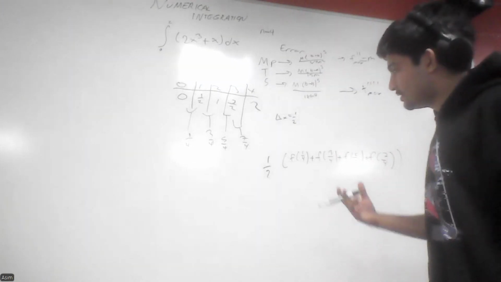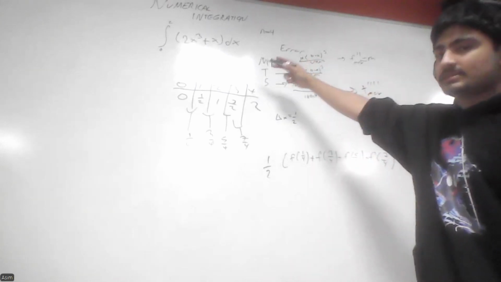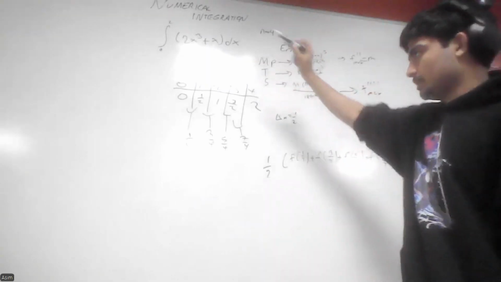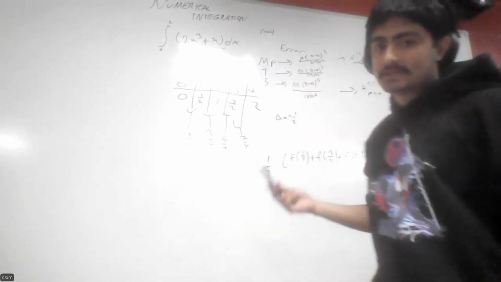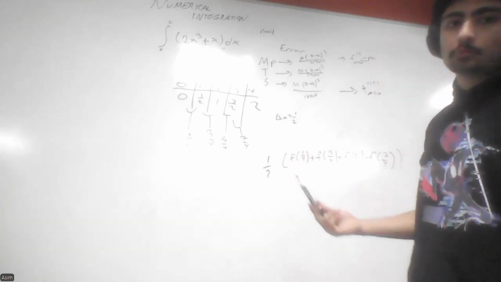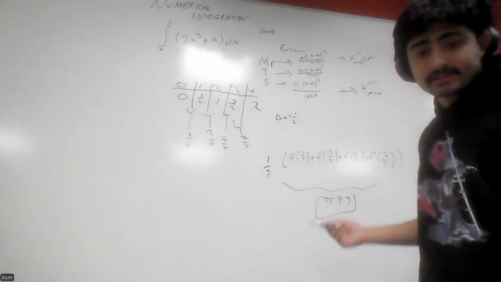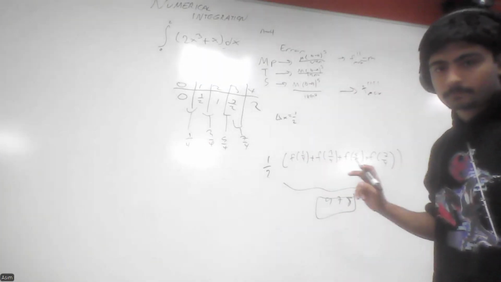I'll just calculate this answer, because you can only calculate this. There's nothing tricky in this part. You just plug these values into the function over here, which is this function 2x cubed plus x. You plug these numbers in, you add them together and multiply by 1/2. And as an answer, I got 9.75 for midpoint rule.